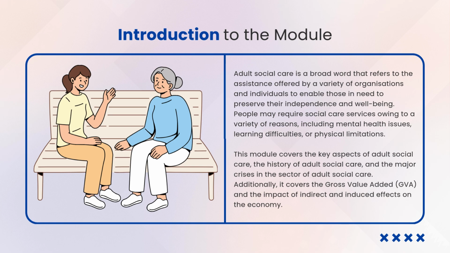limitations. This module covers the key aspects of adult social care, the history of adult social care, and the major crises in the sector of adult social care. Additionally, it covers the gross value added, GVA, and the impact of indirect and induced effects on the economy.